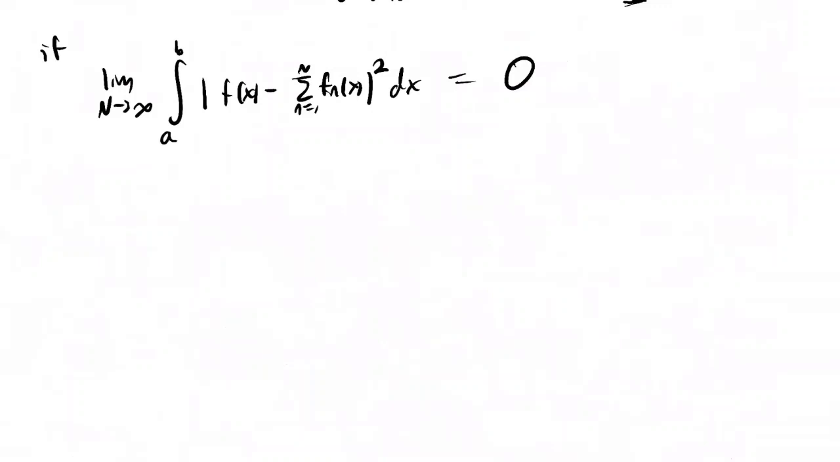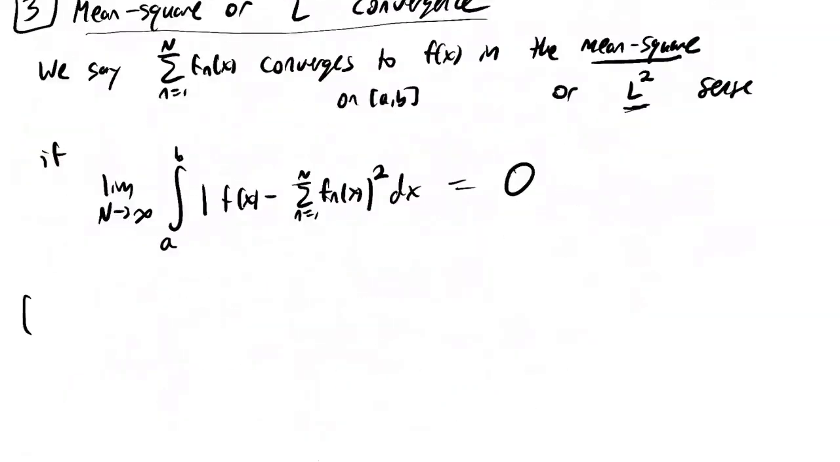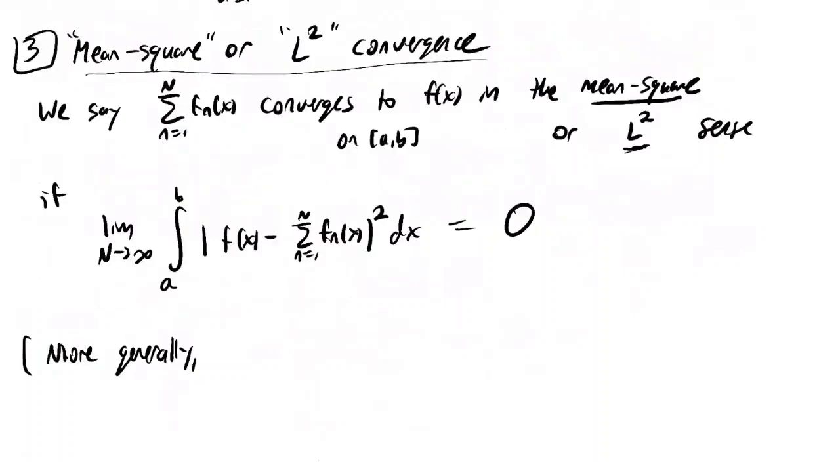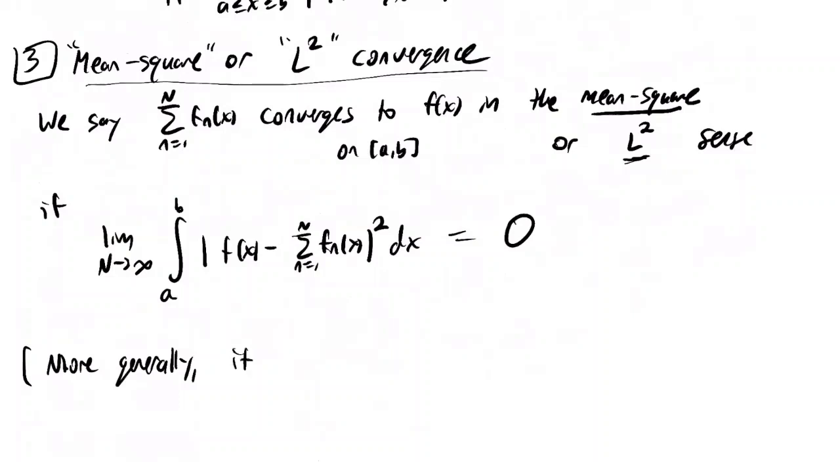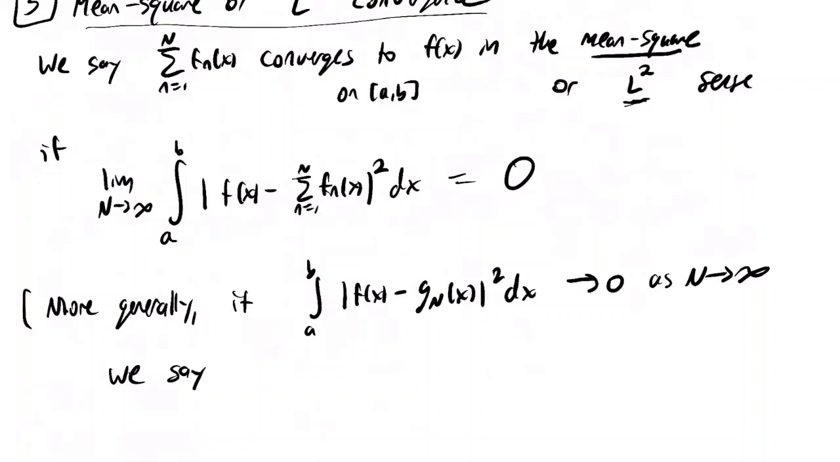Actually, let me take that back. It's probably better to end this lecture with a particular example, and then we'll do the theorem about these in the next lecture. So finally, as we did with the other three notions, there's a more general notion of convergence. If I integrate the difference between f of x and some sequence of functions gn squared, and it converges to 0 as n goes to infinity, we say that gn converges to f in the L2 or mean square sense.